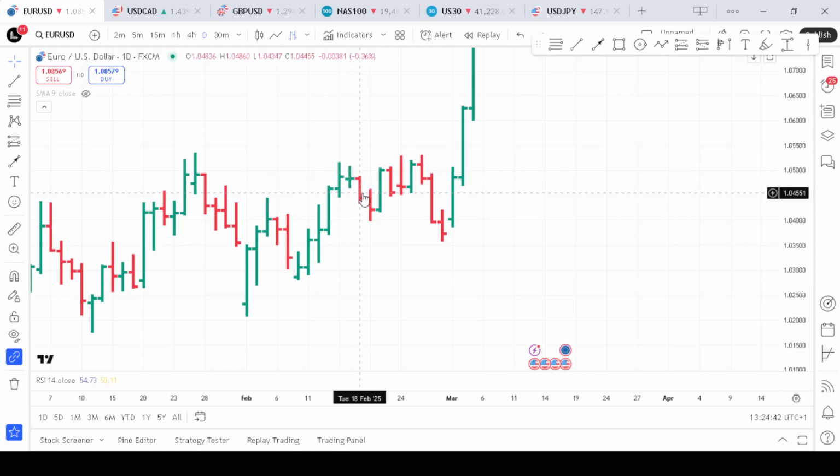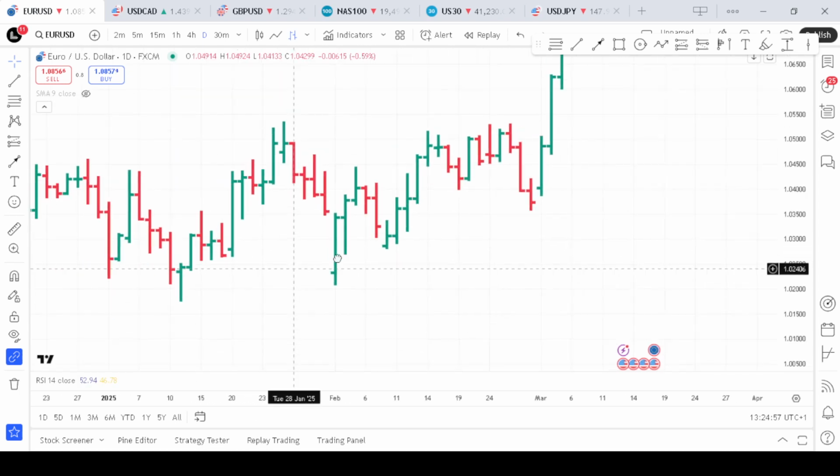Similarly, an outside bar that completely engulfs the previous candle may signal a potential trend reversal. This is what it means.